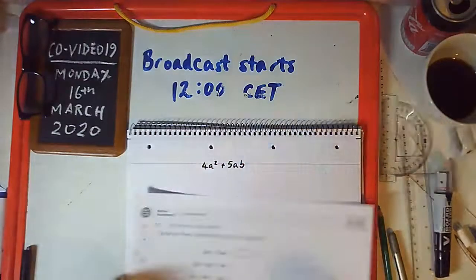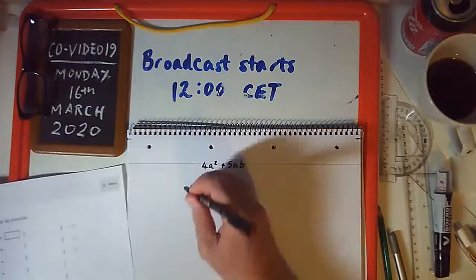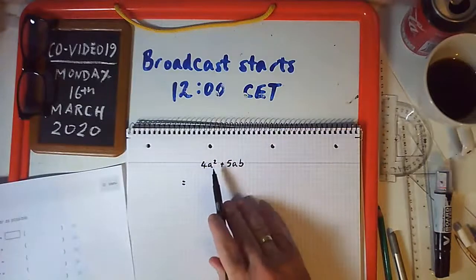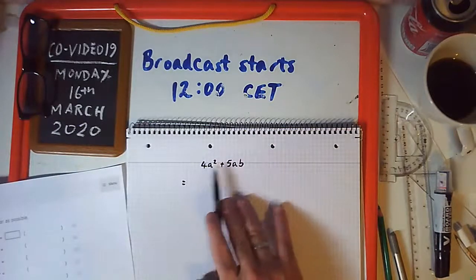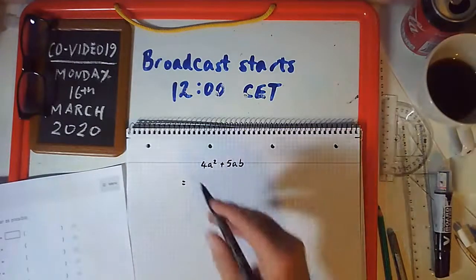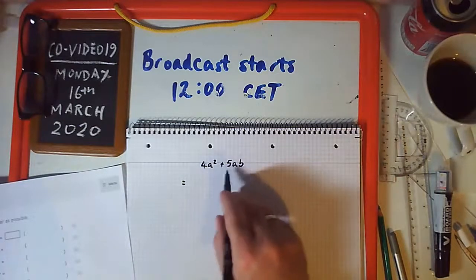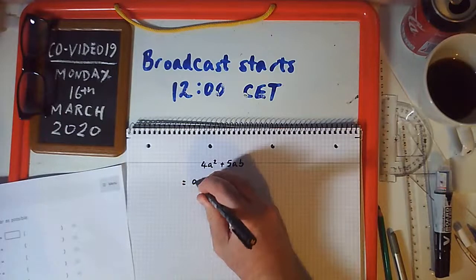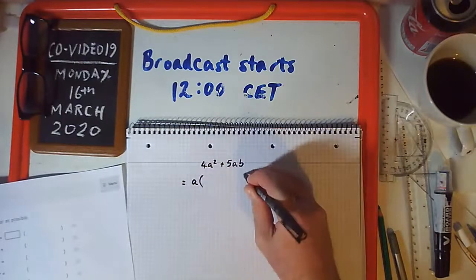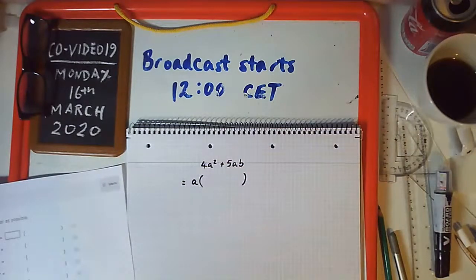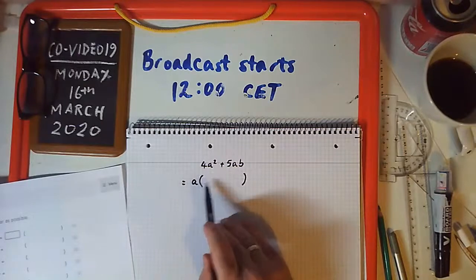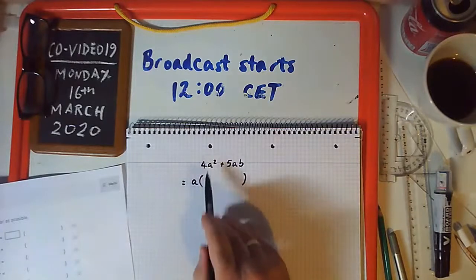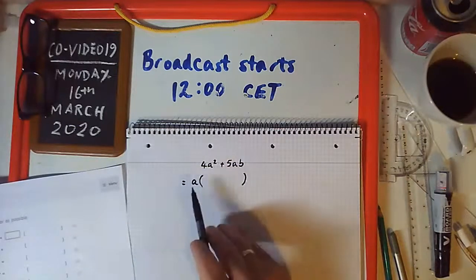So I need to think about what things I can divide all of the terms by. All of these things have got an a in them, so they can all be divided by a. So I can write the whole thing with an a outside some brackets. And then I'm saying, what do I need to multiply the a that's outside the brackets by in order to get the thing I started with?